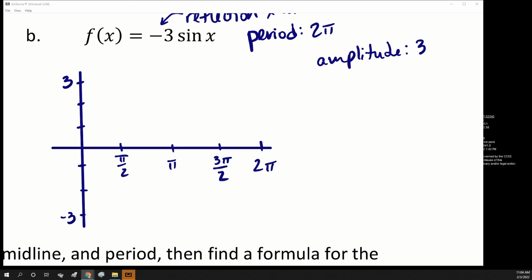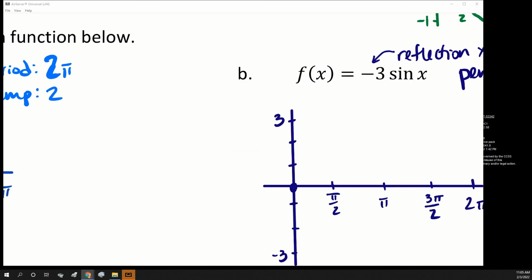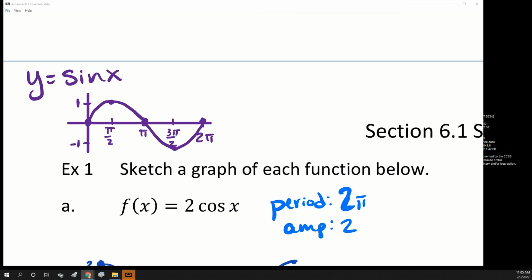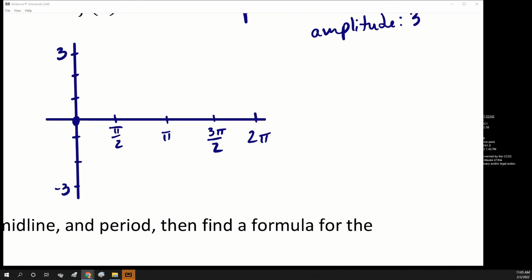So the sine of 0 is always 0. So I'm going to start on an x-axis. And then normally on sine, the next significant point is the maximum. But for negative sine, what should it be? Minimum. So we would have a minimum, then an x-intercept, then a maximum, then an x-intercept.